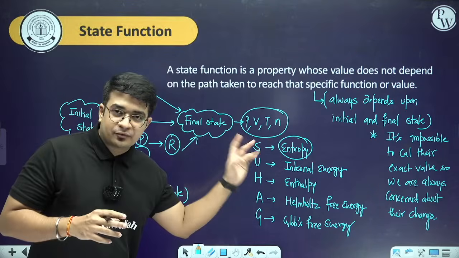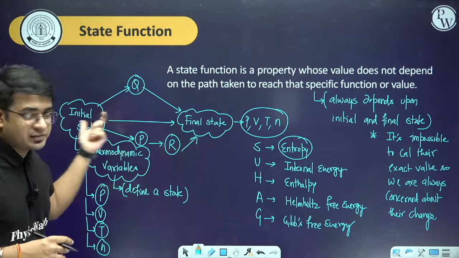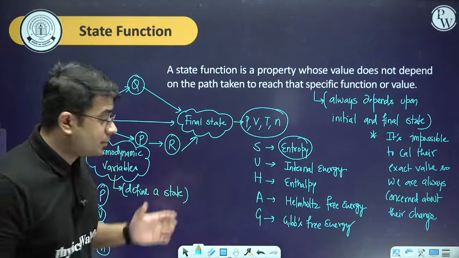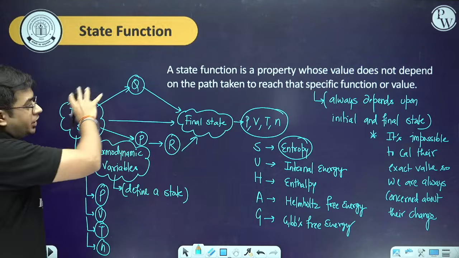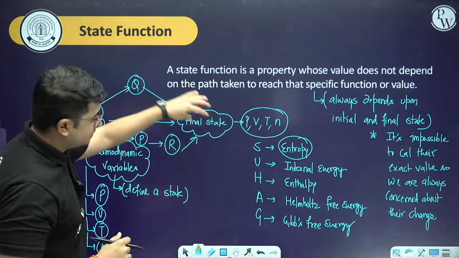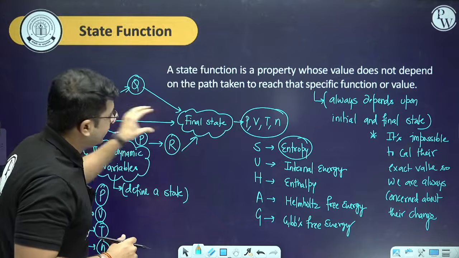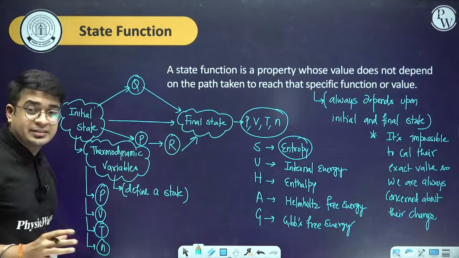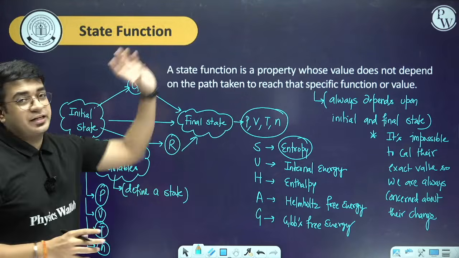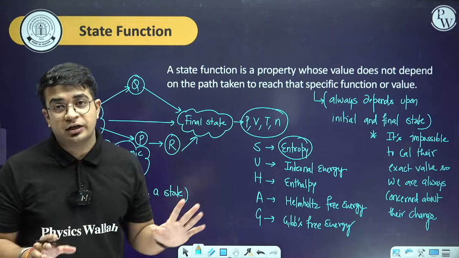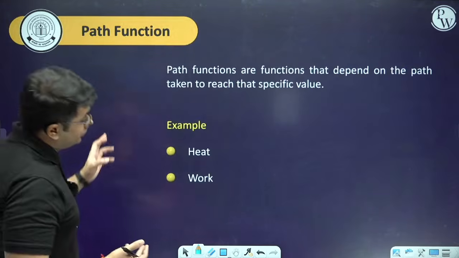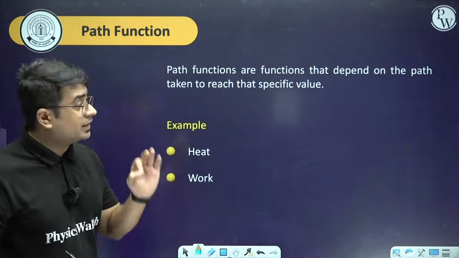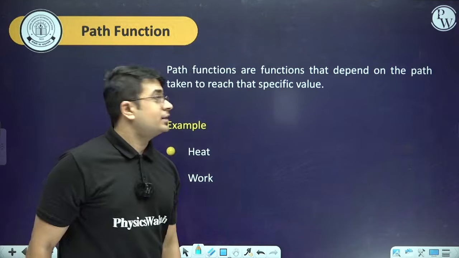So just like the part where we talk about the initial state and final state, and independent of the pathway, there are certain functions also which depend upon the pathway. So let's say I'm moving from initial to final state, the change in that scenario is the same. The change from direct initial state to final state is exactly the same. The change from initial to final state from this pathway is exactly going to be the same. That is the meaning of state function, because it depends upon the initial and final state only. But there are certain functions which depend upon the pathway. So path functions are the functions that depend upon the path taken to reach that specific value.